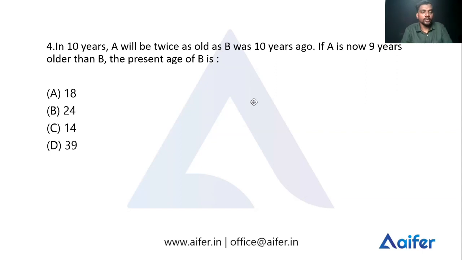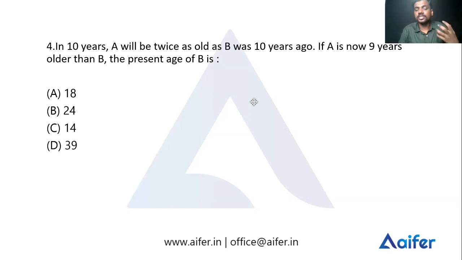Okay, I will discuss now. It's given in 10 years, which means after 10 years, A will be twice as old as B was 10 years ago. An interesting relationship. And it's given if A is now 9 years older than B, the present age of B is. If A is now 9 years older than B, the present age of B is.